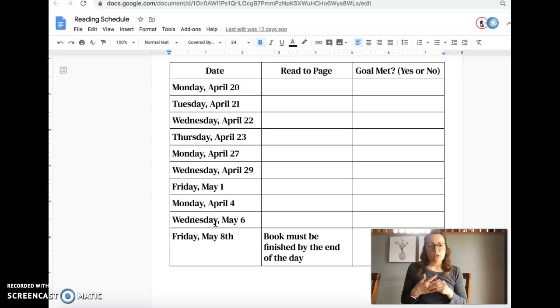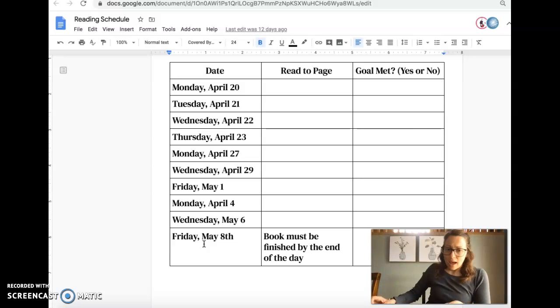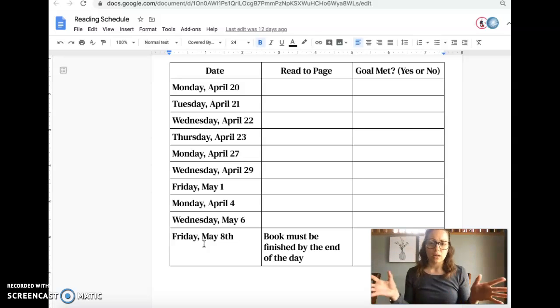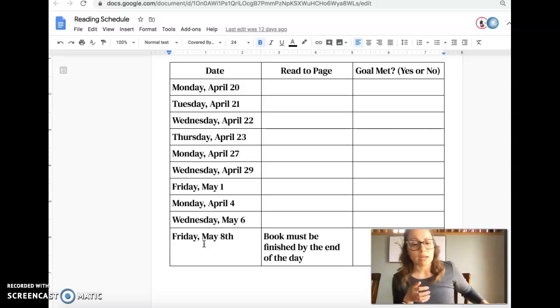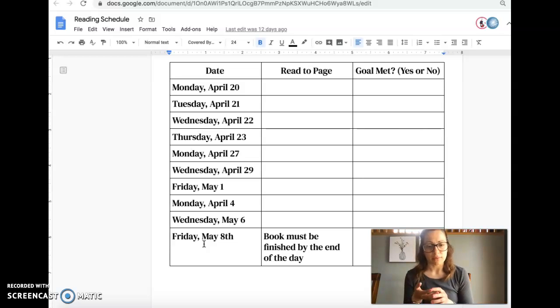So you need to look through your book and figure out how you want to divide up your reading so that you can be done with your book by Friday, May 8th. So figure out how much of it you want to read. Don't just look at it and say, I have this amount of pages, so I'm going to divide it equally, because then you might be dividing it in the middle of a chapter, and that's kind of weird. So make sure that you look at that and figure out what's going to be doable.